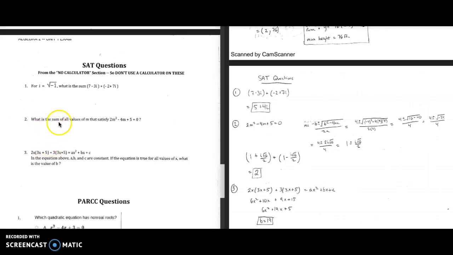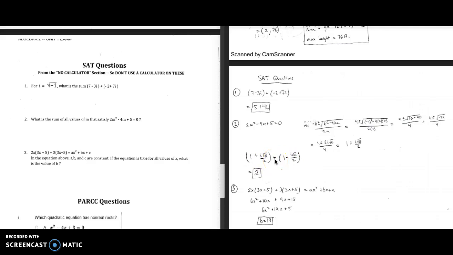Number 2, the sum of all the values that satisfy this equation. So first you need to find the values that satisfy this equation, and then you need to find the sum, add them together. So to find these values, I used over here the quadratic formula. I got the numbers, when you simplify, 1 plus or minus i root 6 over 2. So I wrote those two numbers out, 1 plus i root 6 over 2 and 1 minus i root 6 over 2, and I added them together.